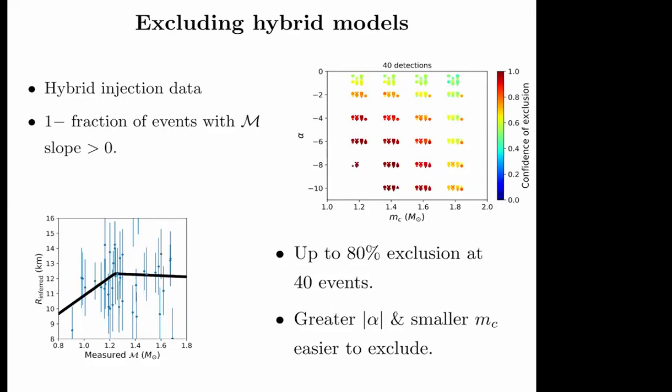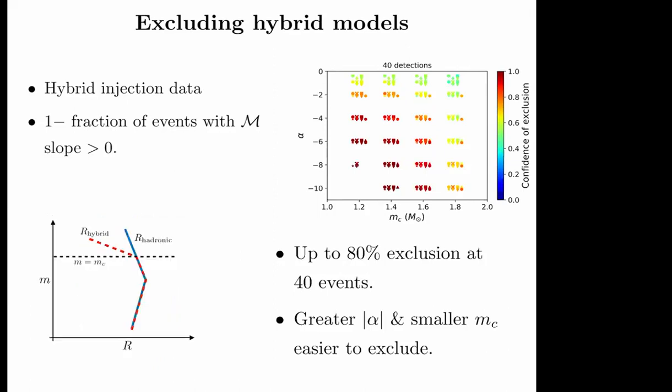And that's simply because it's easier to resolve a kink when you have a greater slope and a smaller critical mass. Okay, so when your MR curves have that hybrid branch being almost horizontal here, it's really much easier to resolve the kink. So that right there is nice. You can exclude models of quark-matter with just a handful of events.